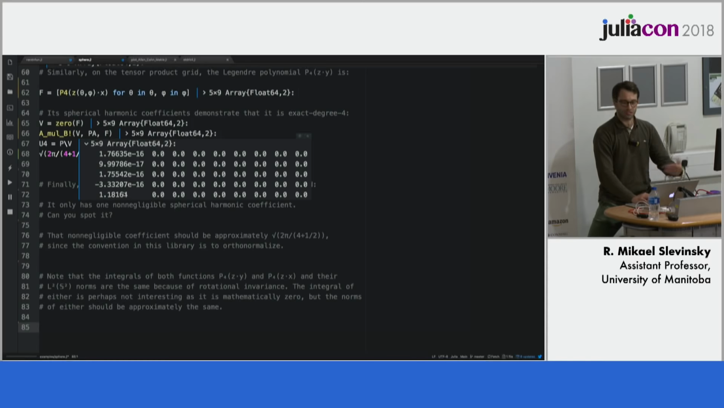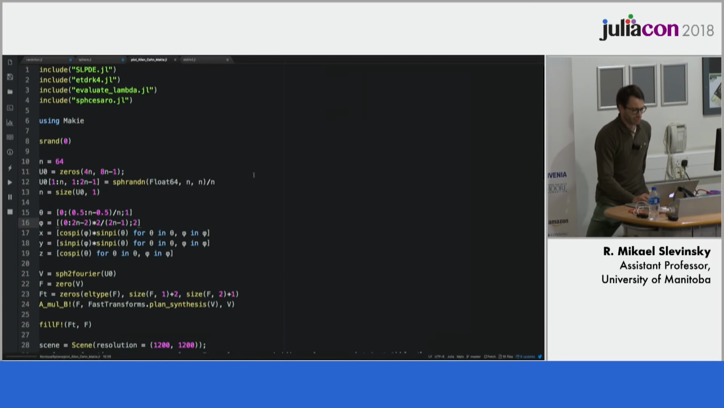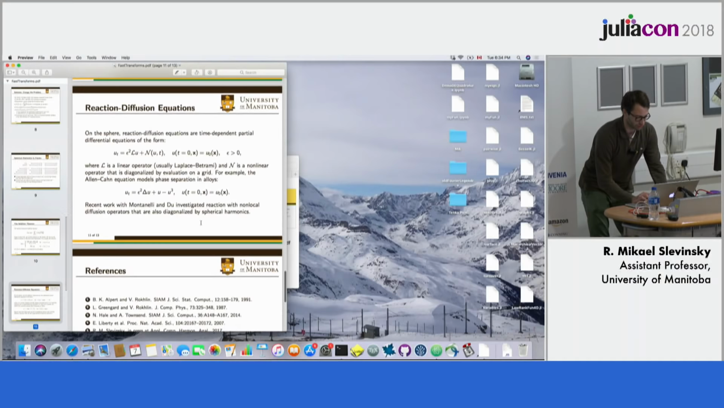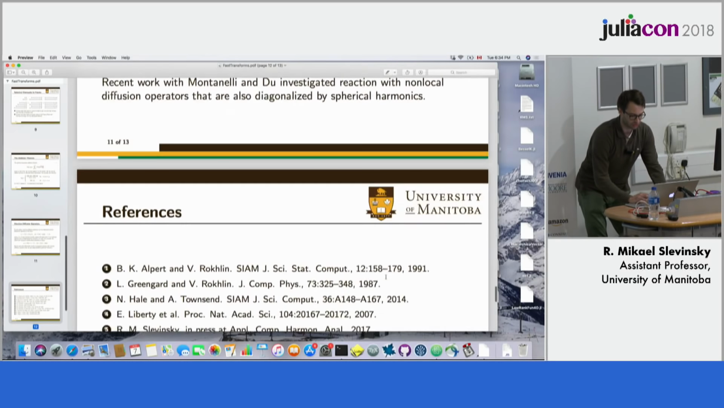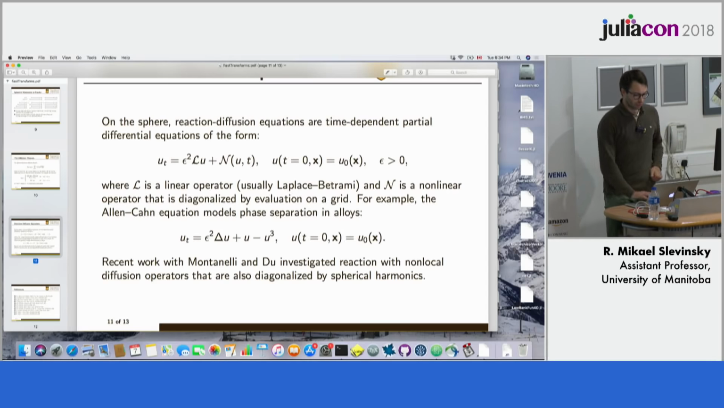Right. Okay, so fun with spherical harmonics. Now I'll show you essentially a supercharged example. What we're going to do is solve a reaction diffusion equation on the sphere. These are really popular because they clearly illustrate where the linear operator is, which is typically stiff, and where the nonlinearity is, which you evaluate on the grid, right?